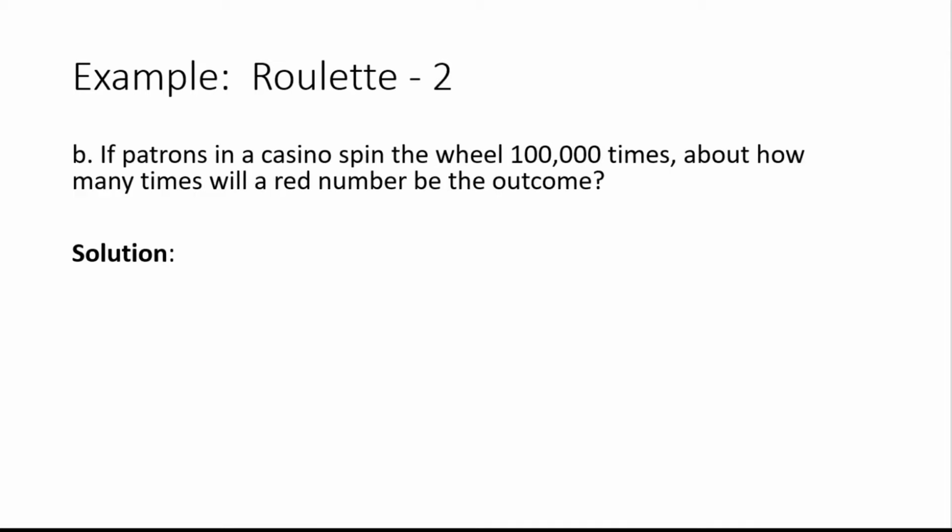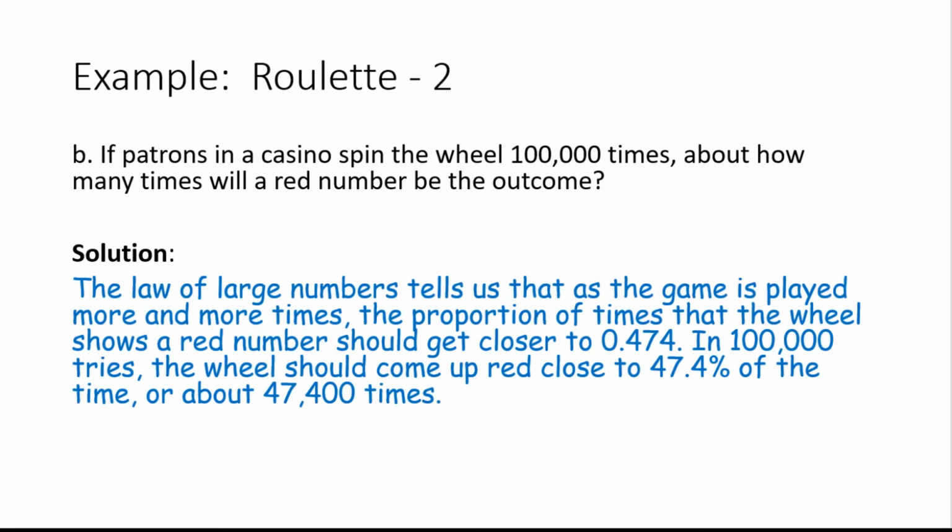Part B. If patrons in a casino spin the wheel 100,000 times, about how many times will a red number be the outcome? Solution. The law of large numbers tells us that as the game is played more and more times, the proportion of times that the wheel shows a red number should get closer to 0.474. In 100,000 tries, the wheel should come up red close to 47.4% of the time, or about 47,400 times.